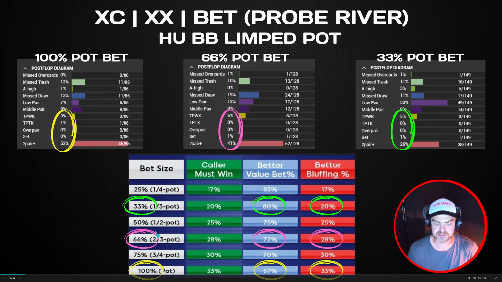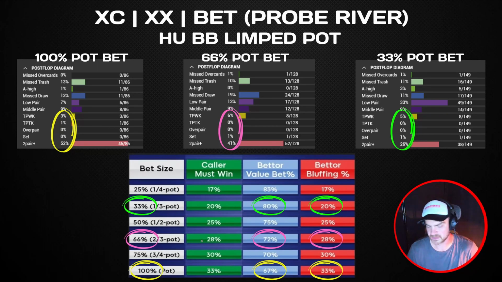And when our opponent is betting 66%, we need to win 28% or more to make a profitable call. And when our opponent is betting just small, 33% of the pot, then we need to win 20% of the time or more to make a profitable call. And well, there's one very interesting thing, and that's in theory, right?